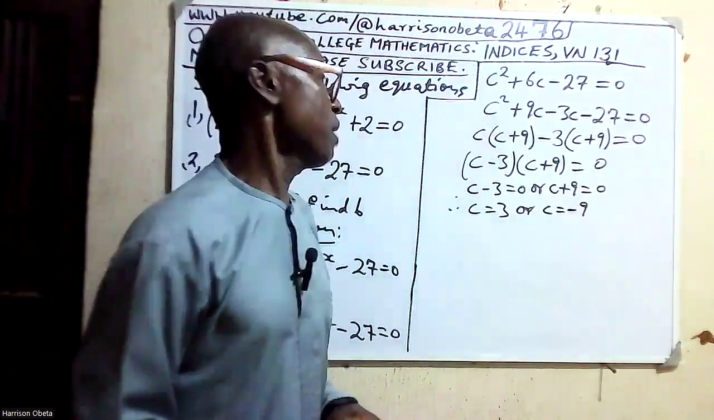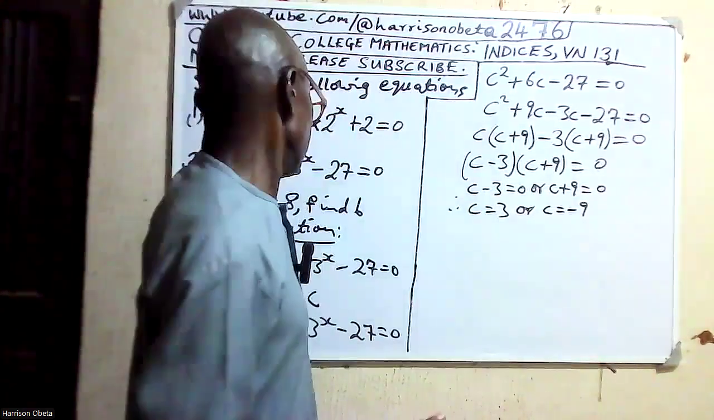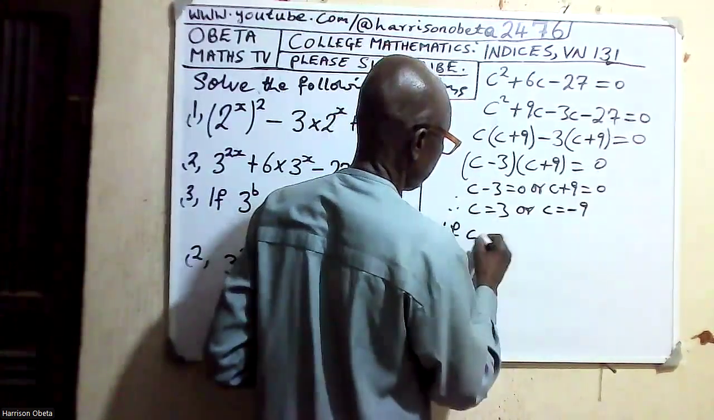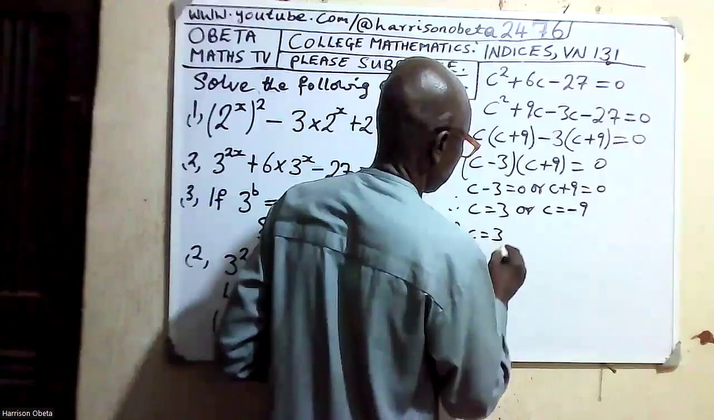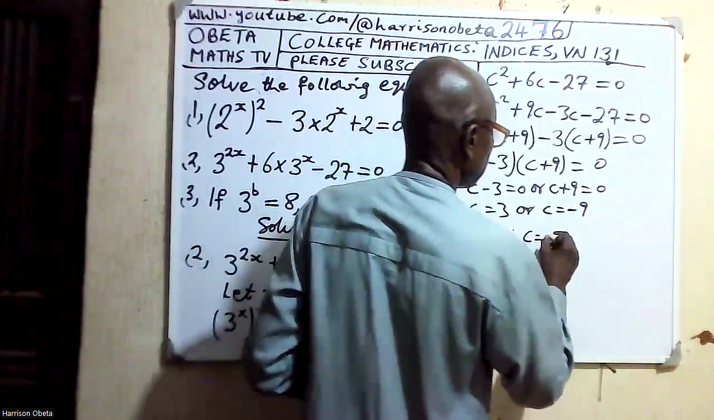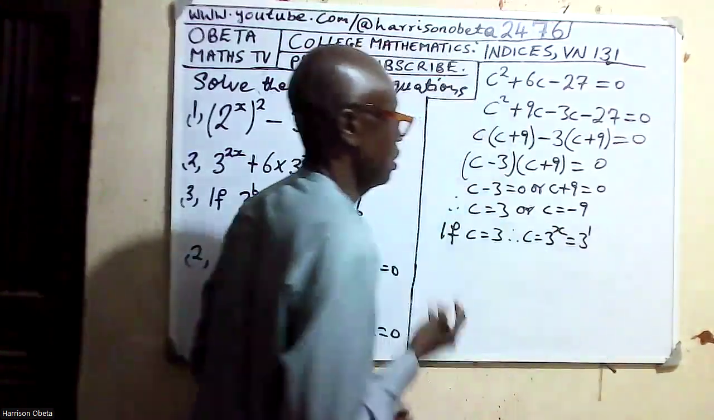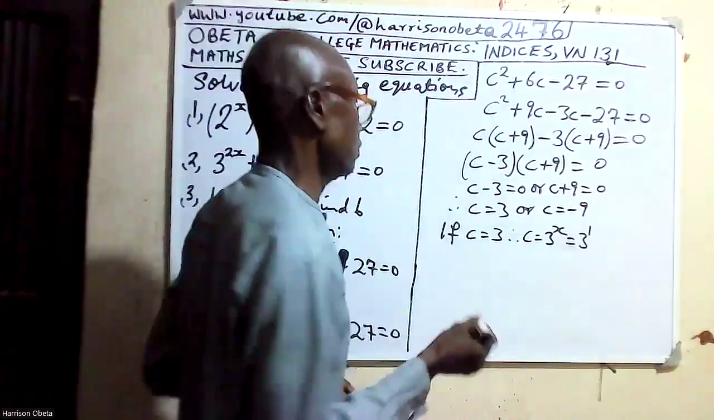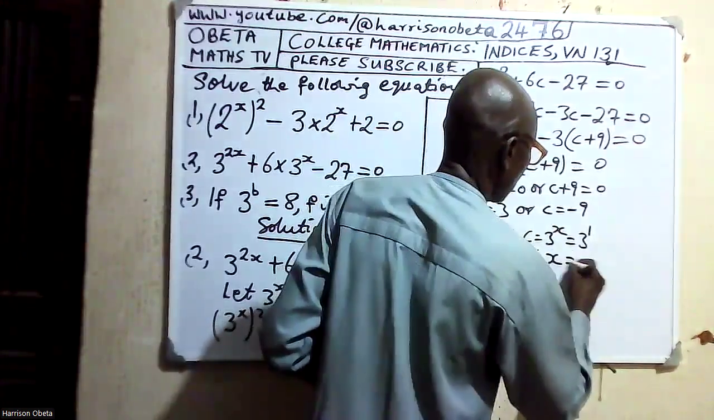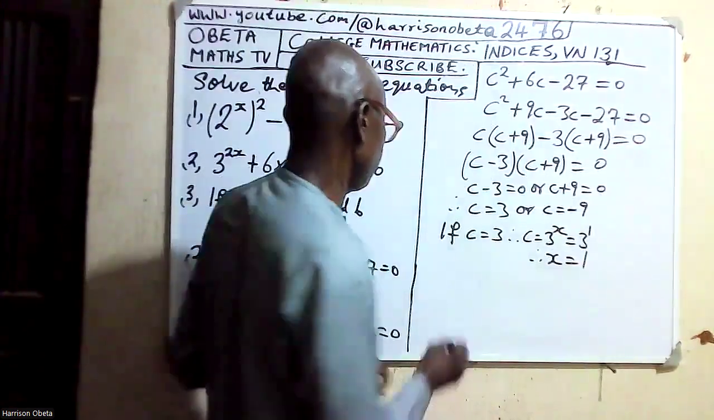Then we go back to where we say let 3 raised by x equal to c. So if c is equal to 3, that means that c equal to 3 raised by x, which is equal to 3 raised by 1, because 3 is the same thing as 3 raised by 1. So this will give us x is equal to 1. We have succeeded in finding the answer.